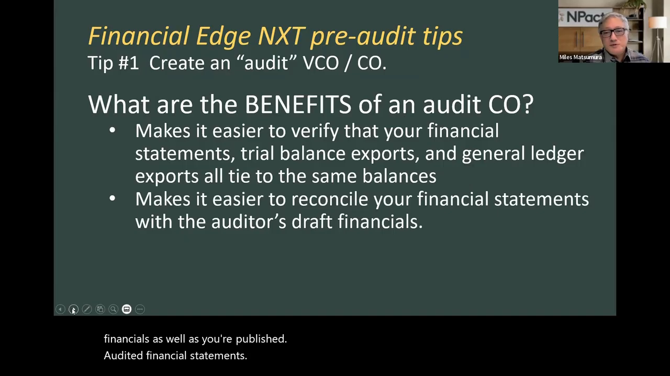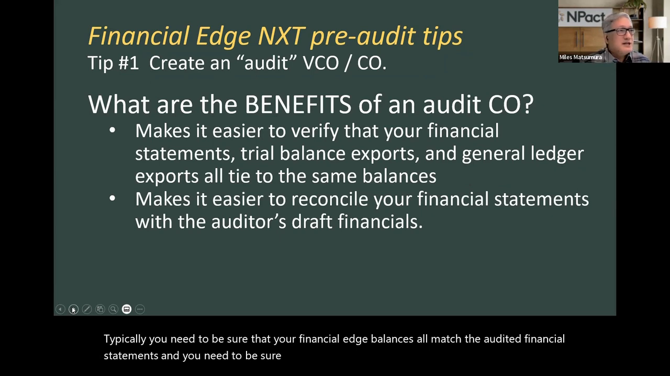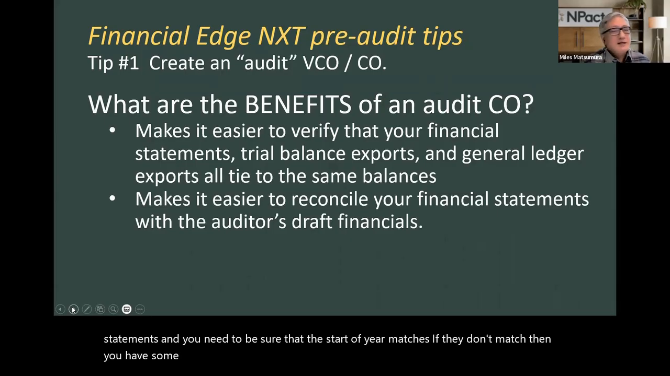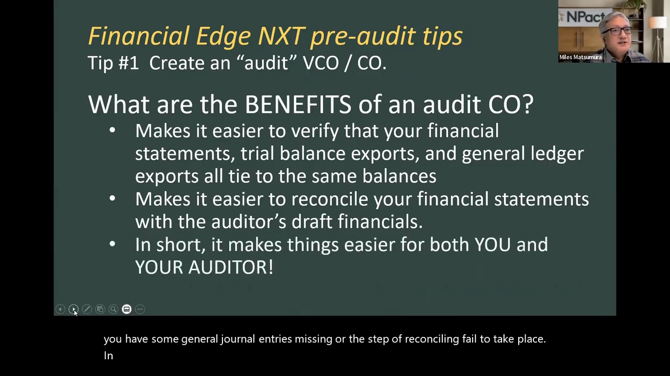Typically, you need to be sure that your Financial Edge balances all match the audited financial statements. And you need to be sure that the start of the year matches. If they don't match, then you know you have some journal entries missing, or the step of reconciling failed to take place. In short, an audit CO makes it easier for both you and your auditor.